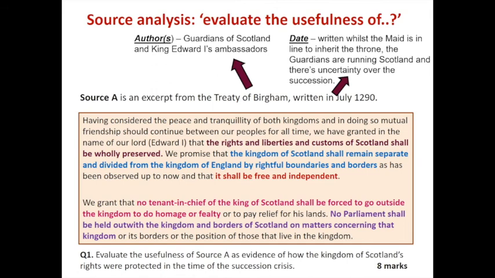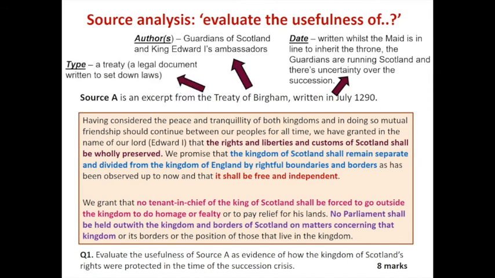So at this point, obviously this is the Treaty of Birgham, so we're thrashing out what is going to happen to the future of Scotland. But at this point, until that treaty is really signed off, there's still some uncertainty about how things are going to pan out. We've got 6 Guardians running Scotland, but what's going to happen with the maid in future years? So it's relevant at this time, because it is definitely very much during Scotland's succession crisis, which is mentioned in the question.